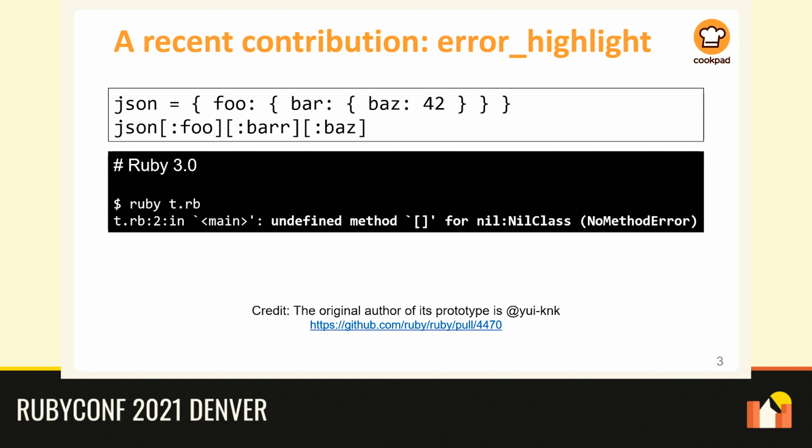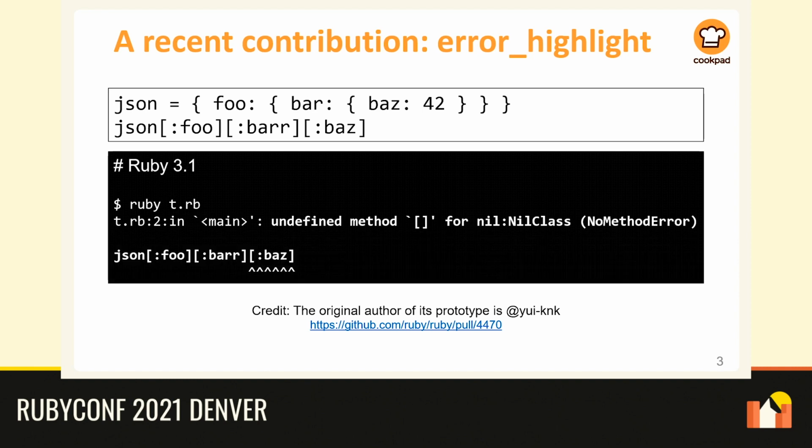In this line, there are two possibilities that raise the exception. One is that reading who returns nil. The other is that reading bar returns nil. We could not distinguish these possibilities only by the error message. We had to add debug printing and rerun the program. Since Ruby 3.1, the error message will show a more detailed explanation. It says that the NoMethodError was raised when reading buzz, so we can understand that reading bar returned nil without rerun.